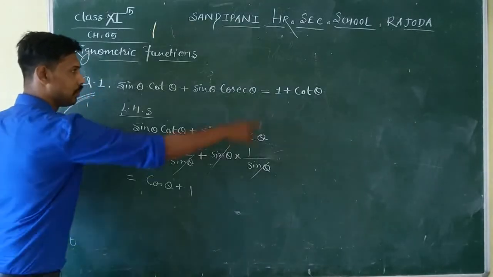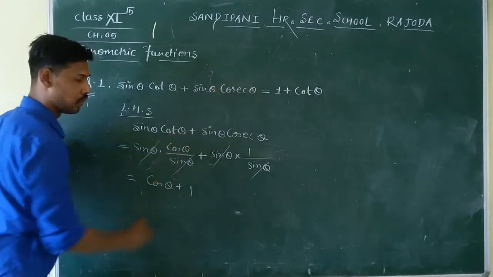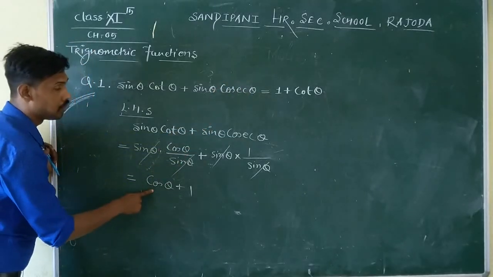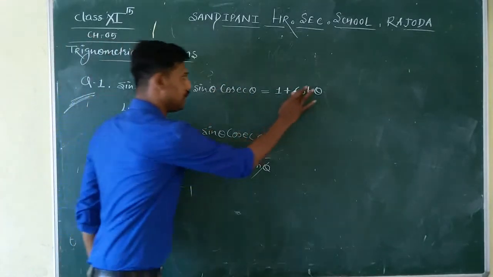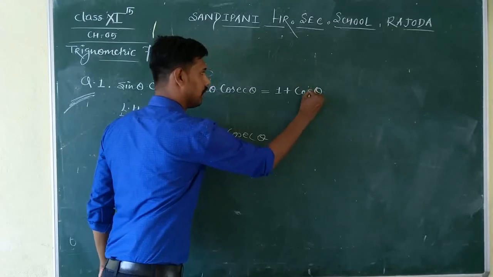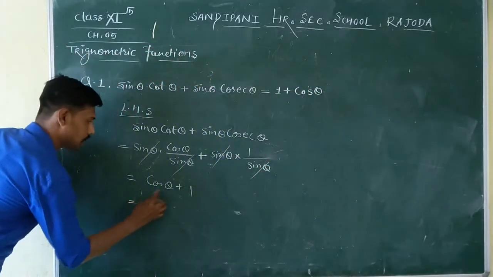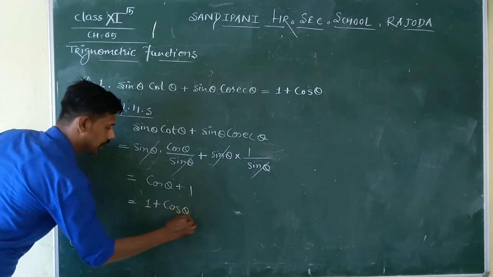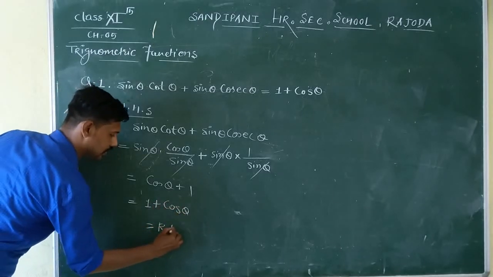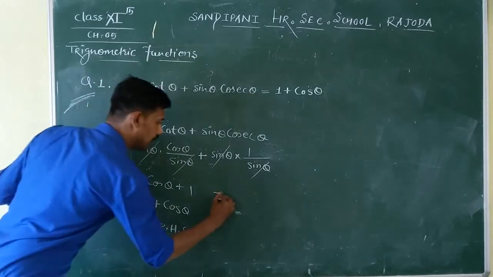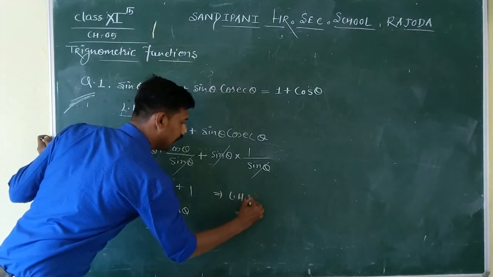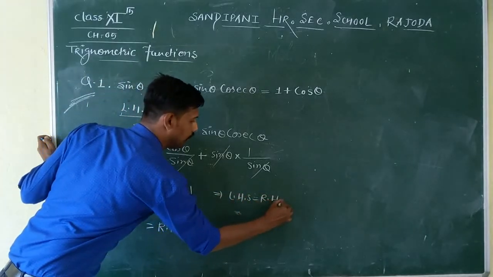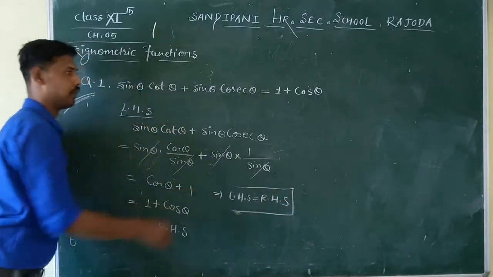But what is the demand of the RHS? 1 plus cot theta, and we are getting cos theta plus 1. Sorry student, there is cot theta, so cot theta plus 1 can be written as 1 plus cot theta, which is equal to RHS. So we can say LHS will be equal to RHS, hence proved.